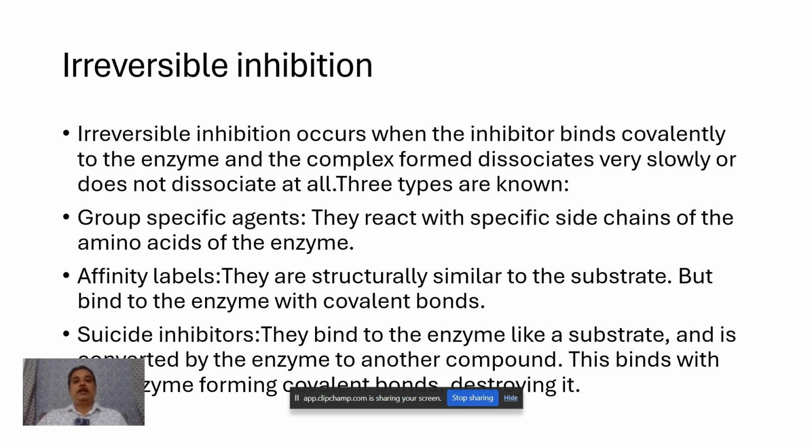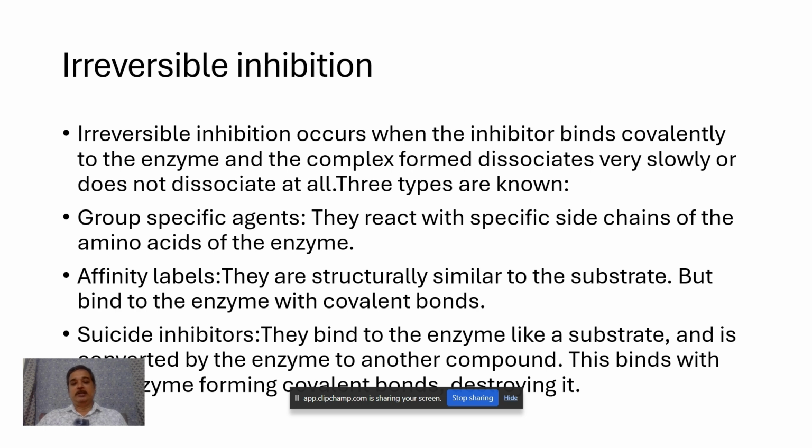Okay, next type of inhibition is irreversible inhibition. Irreversible inhibition occurs when the inhibitor binds covalently to the enzyme and the complex formed dissociates very slowly or does not dissociate at all. So you know that a covalent bond is very strong. Once formed, it cannot be broken easily. And this irreversible inhibition causes the formation of a covalent bond between the enzyme and the inhibiting molecule.